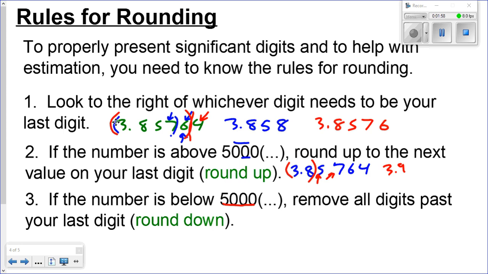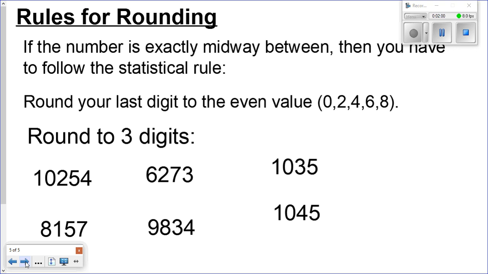But sometimes you're going to run into a situation where you only have 5s, or a 5 and zeros afterwards. In that case, and there's a statistical reason for this, you round to the even digit. So I'm going to show you some examples, and then if you want to keep watching, I'll explain the statistics. So 10,254, we're rounding to 3 digits. So we're rounding to here, and there's a 5 afterwards, but there's a 4 after that, which means it's closer to 103, so that's the answer.